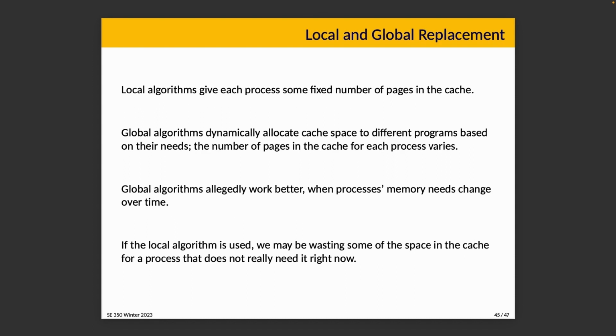So a local algorithm gives each process some fixed number of pages in the cache. Global algorithms dynamically allocate cache space to different programs based on their needs. The number of pages will vary. This one's been running a lot, so it has a lot of pages, or this one had a lot of page faults, so it has a lot of pages in the cache. That will probably happen. According to some research on this, in one of the textbooks that's referenced, global algorithms tend to work a little bit better, especially when processes' memory needs change over time. If a local algorithm is used, we may be wasting some of the space in the cache for a process that really does not need it right now.